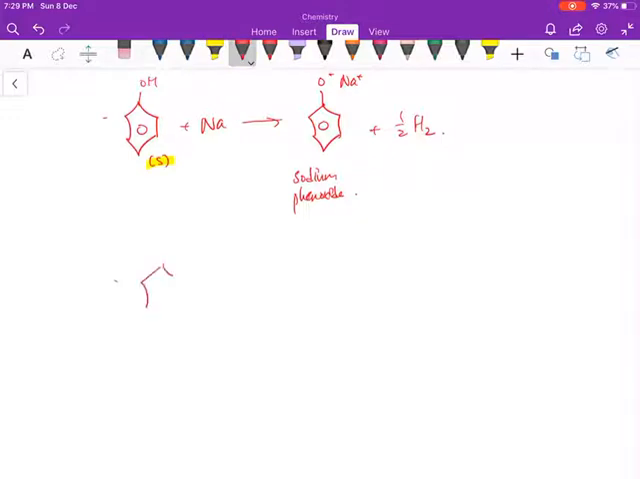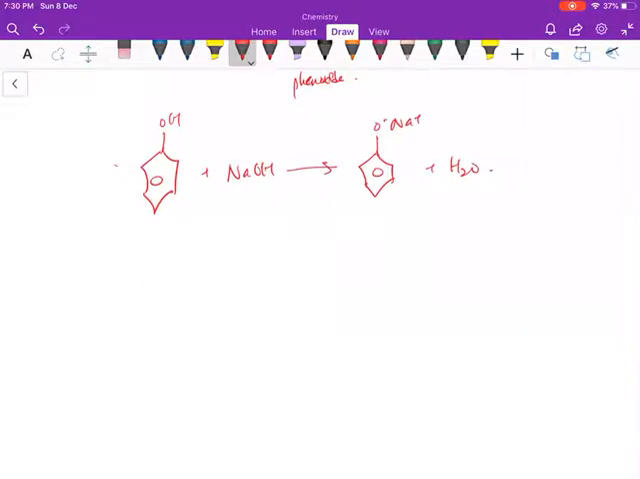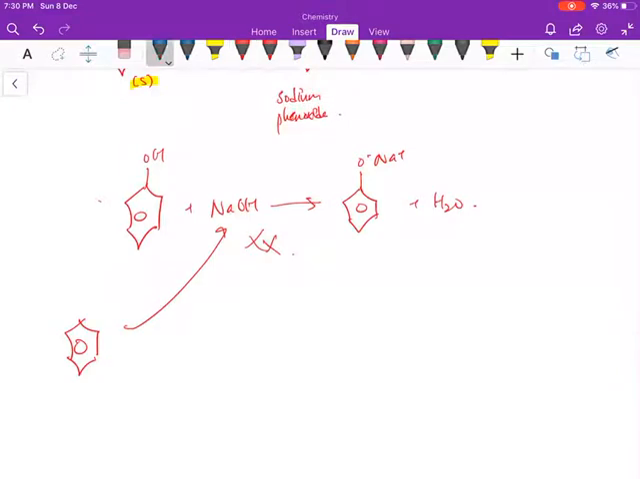But there's a different one, which is that phenol can actually react with sodium hydroxide to form the same thing: sodium phenoxide and water. Why is that significant? It's because if you try to react benzene with sodium hydroxide, it doesn't work. So this is one of the points that could show why phenol is more reactive than benzene.